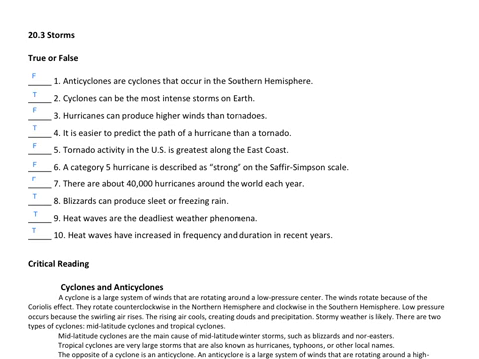Good. Number 5, tornado activity in the U.S. is greatest along the East Coast. Absolutely not. The area known as Tornado Alley sits in the middle of the United States. So go back and look at the distribution map in your notes. Category 5 hurricane is described as strong. No, that would actually be a 3 on the Saffir-Simpson scale. All right, next.